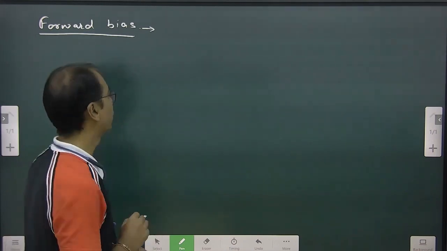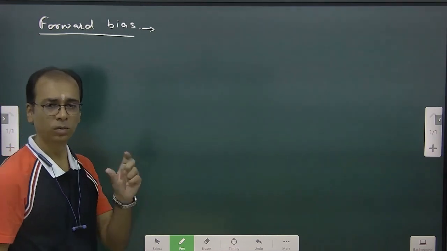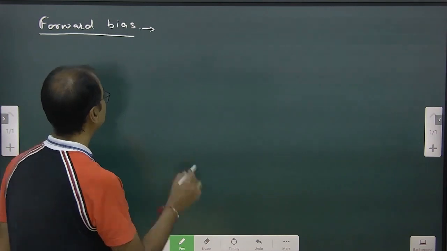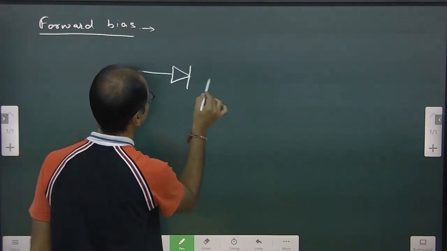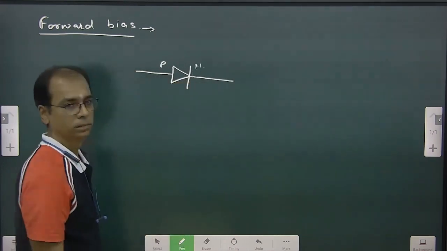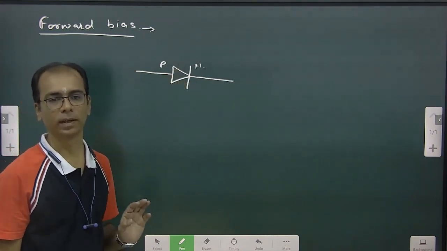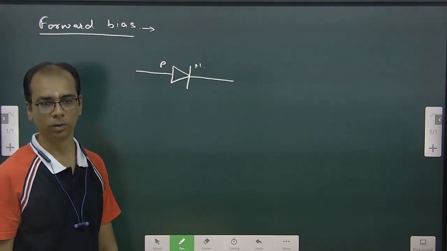Okay, but before that, how is a PN junction diode actually denoted, or what is the symbol for that? That also we should know. So the PN junction diode we represent like this. This is P, this is N. This is a symbol, a triangle and a straight line. This is called P, this is called N. This is the PN junction diode.